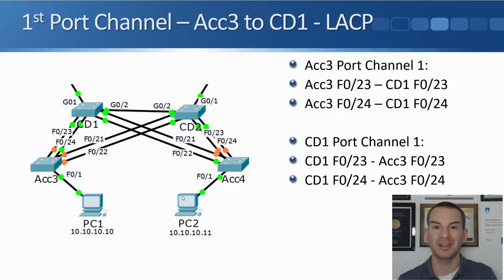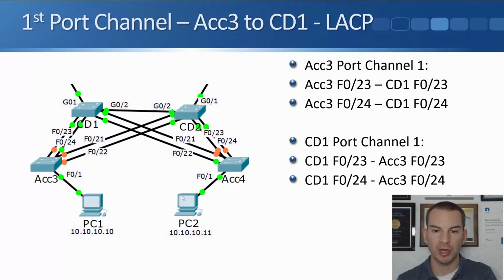So I've got 4 uplinks there, but I'm only able to use the bandwidth from 1, so I want to improve on that. So I'm going to create a port channel from access 3 going up to CD1. I'm also going to create a different port channel from access 3 going up to CD2. It's going to a different switch, so it's going to be a different port channel. And then from access 4, I'll configure its port channels, one going to CD1 and one going to CD2.